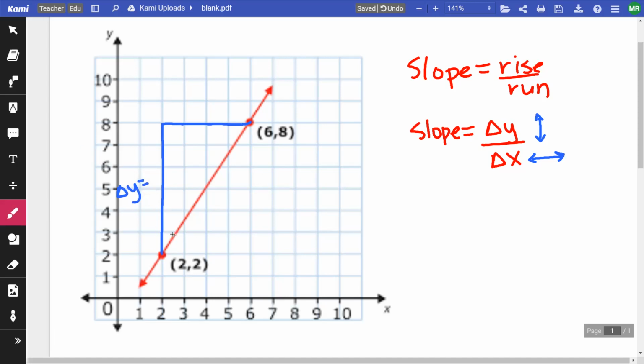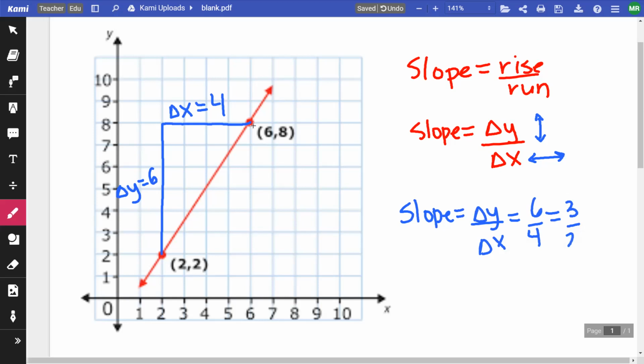And our change of y, we went up 1, 2, 3, 4, 5, 6. And then my change of x is going to be this side. And my change of x is 1, 2, 3, 4. And so for this particular problem, my slope, my change of y over change of x is going to be 6 over 4. Or I can reduce that to 3 over 2. And that would be our slope.